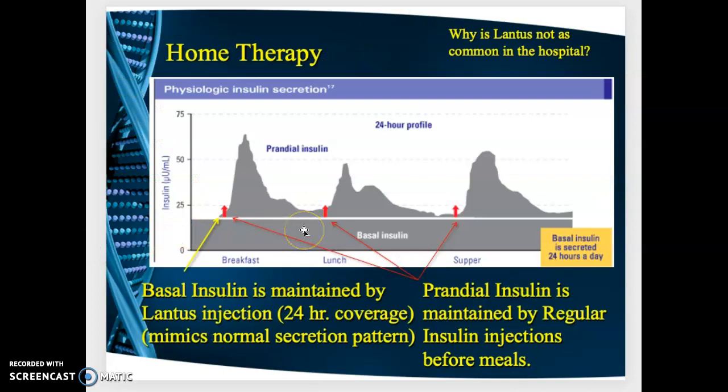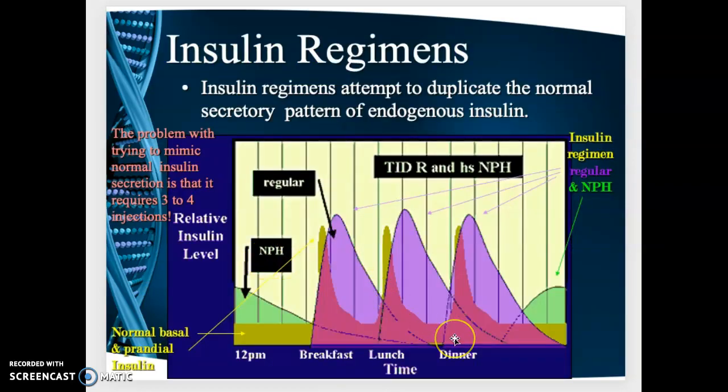Okay, now when we send a patient home, we do the same thing. The patient will check their blood sugars and give themselves insulin before breakfast, lunch, and dinner, usually a Lispro or a regular insulin. And then at home, often to mimic the basal amount of insulin, the patient will give themselves Lantus, which will put a small amount of insulin in their bloodstream and last 24 hours. That takes care of the basal amount of insulin that a person normally secretes or produces. And so here again, this does the same exact thing.